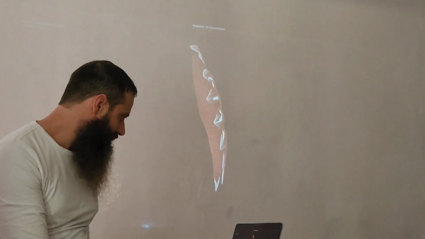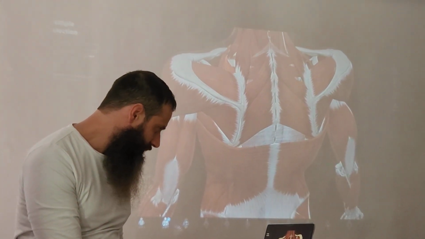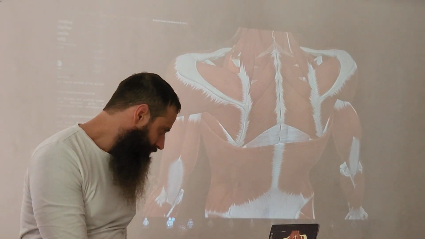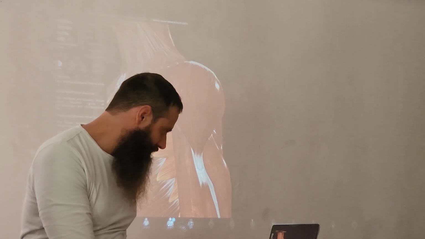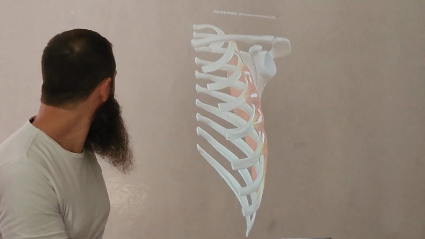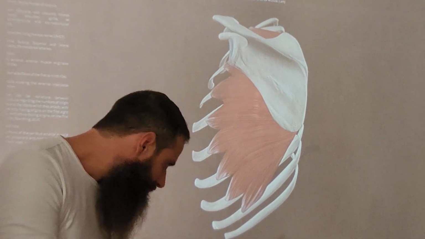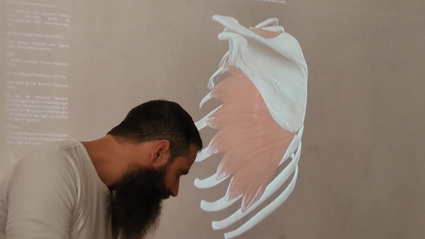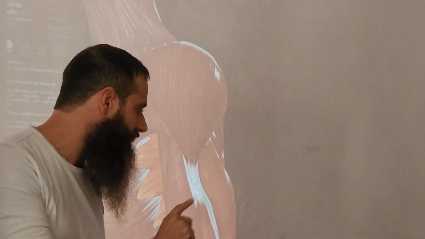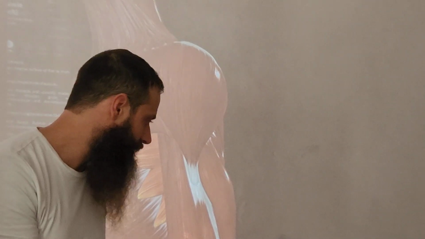We like to see it with the ribs. So let me try to see again. Now I can show, yes. This is the serratus. How is the name in English? Let me see the serratus, no? But there are two serratus. This is the anterior serratus, okay? Because there is the posterior serratus.